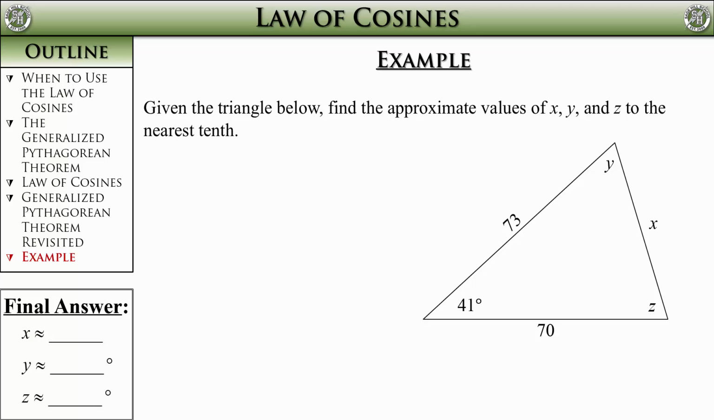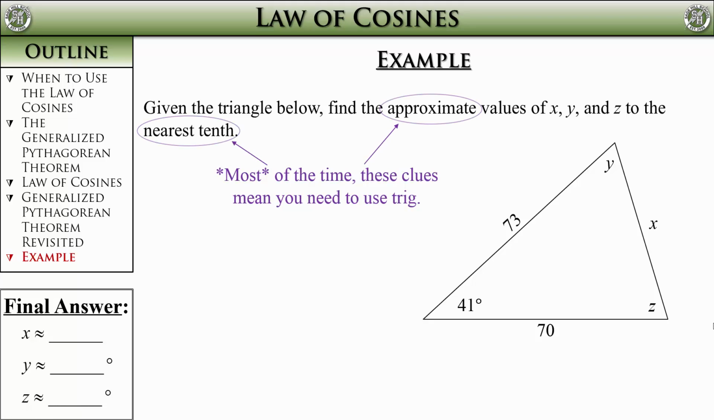Between Pythagorean theorem, 30-60-90 triangles, geometric means, trig, and the rest, you have a lot of options at your disposal. Many times, half the battle is figuring out which of those tools is the right one for the job. Let's assume we didn't know that this was a law of cosines section, and this was obviously going to be a law of cosines question. Most of the time, these clues mean you should be using trig. Not always, but it's a good place to start.